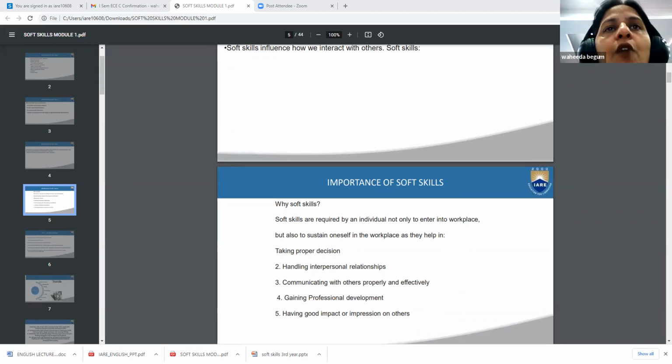They influence how we feel about other jobs and how others perceive us. The demand for and reliance on soft skills is on the increase due to constant change in the work environment nowadays. Customer driven market is there, and information based technology and globalization.